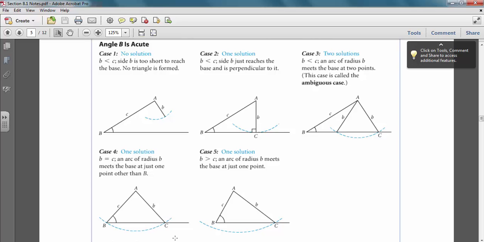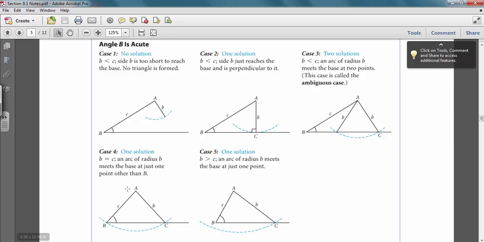So in this case, we're looking at when B is an acute angle. So if we look at this first picture here, if B is less than our side C, then it's too short to reach all the way down here, and in which case we would have no solutions. If B just reaches the base and it's perpendicular to it, then we're only going to have one solution. If an arc of radius B meets the base at 2 points, then we can have two solutions, as you can see in this third picture right here.